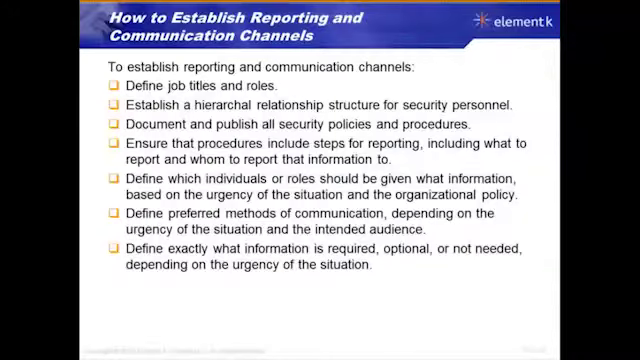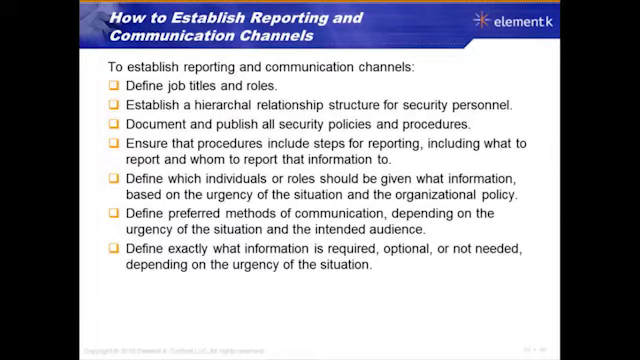How to establish reporting and communications channels. Remember, communication goes both up and down the chain. But you're going to report to the appropriate person. You're going to report within your department to your department manager if you're under that department. So define job titles and roles, what people do, so you know who reports to whom.